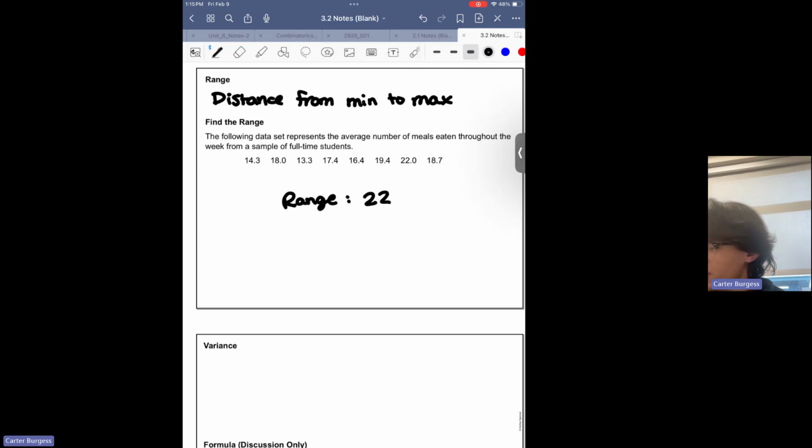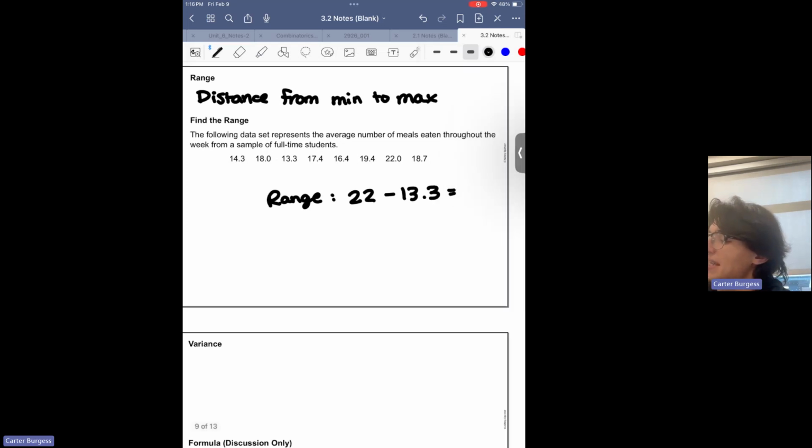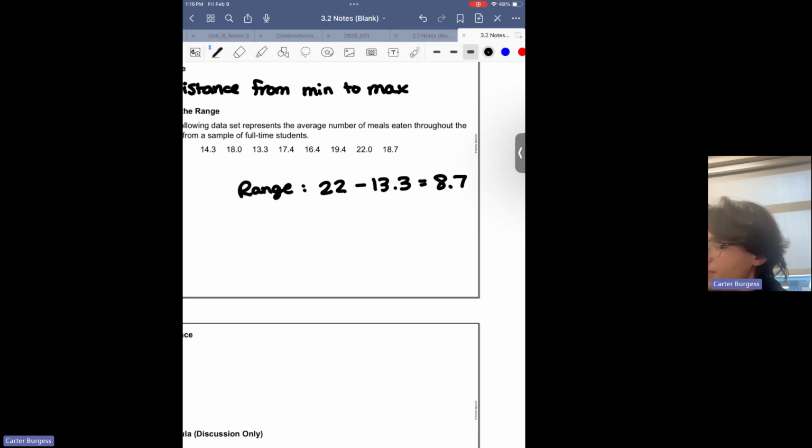22. And what are we going to do with this? Which is 13.3. And what are we doing with the 2? Subtracting the 2 to figure out that our range here, the distance between max and min, is 8.7.